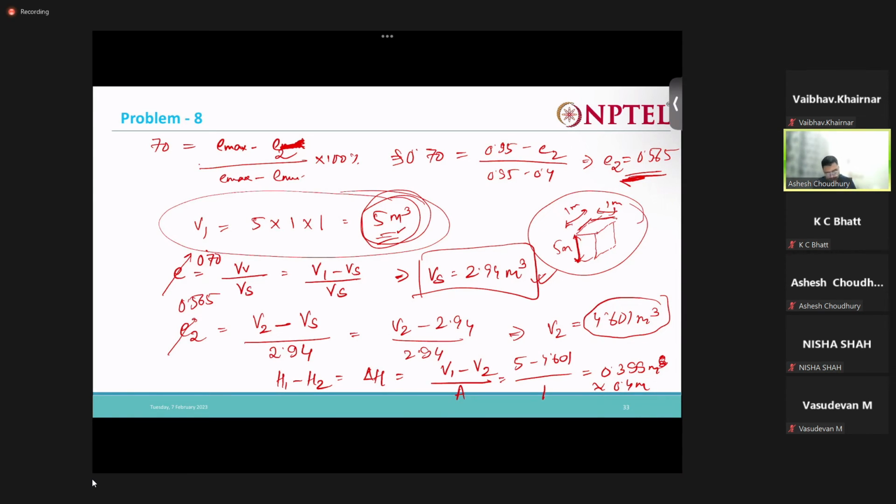In the next part we calculated the volume in the densified state, when the relative density was increased to 70%. We knew the volume of soil solids and the void ratio. The volume of soil solids is always going to remain the same. From there we found the volume of the densified state. As we know the volume and the cross sectional area is unit 1, we could easily determine the change in height. From 5 meter it will reduce by 0.4 meter, so the final height of the soil strata after densification will be 4.6 meter.